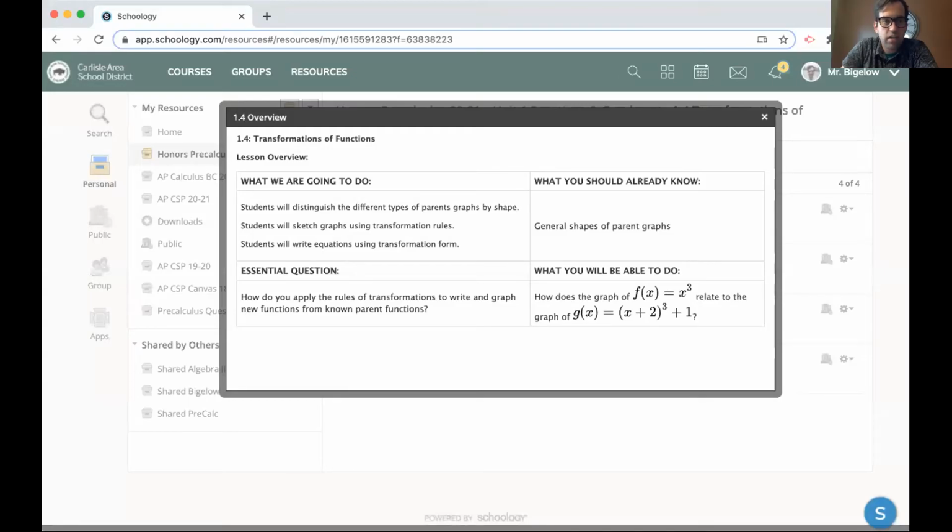Honors Pre-Calculus. Welcome to lesson 1.4, Transformations of Functions. Today what we're going to do is distinguish the different types of parent graphs by shape. You will be able to sketch graphs using transformation rules, and you will write equations using transformation form. The essential question today is, how do you apply the rules of transformations to write and graph new functions from known parent functions?